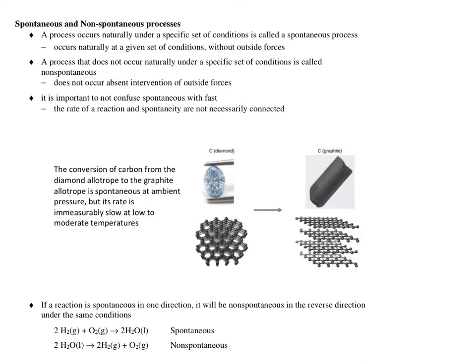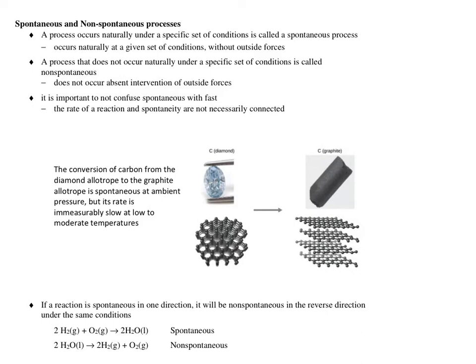Now, it is crucial to not confuse spontaneity with rapidity. Just because a reaction is spontaneous doesn't mean the reaction is going to occur quickly or observably to our eyes. For example, carbon going to diamond. These are both forms of elemental carbon, two different allotropes. We can see the atoms are connected differently.